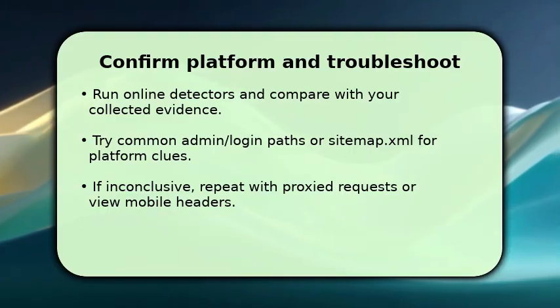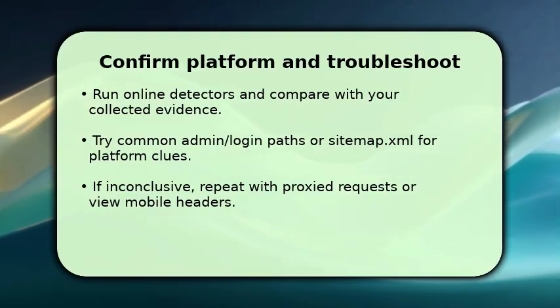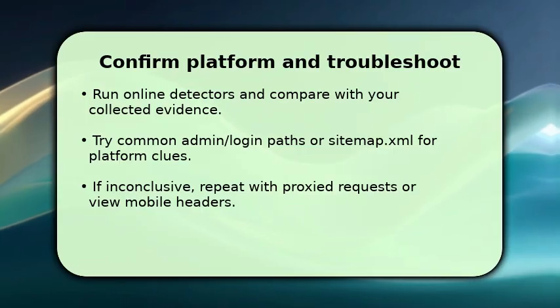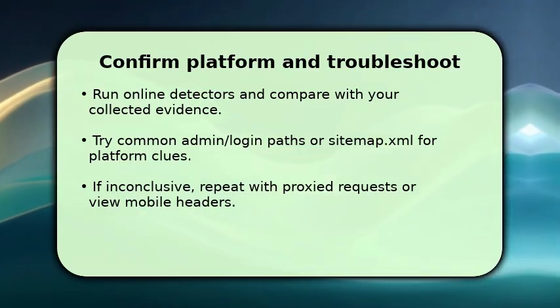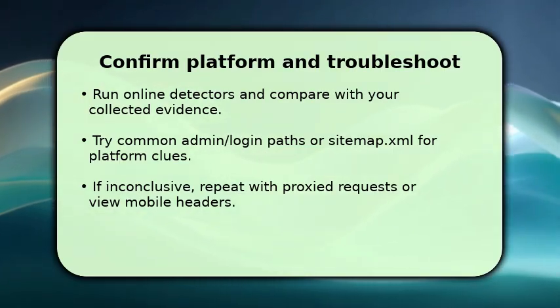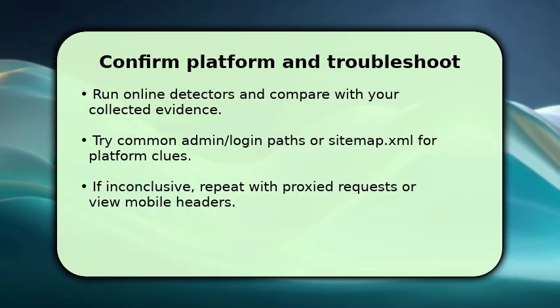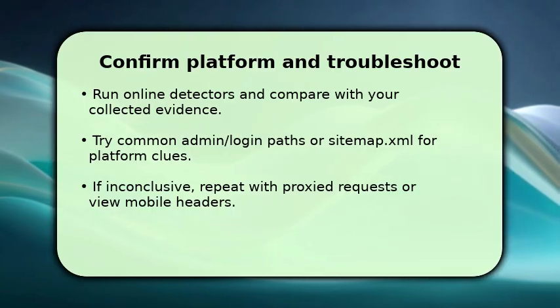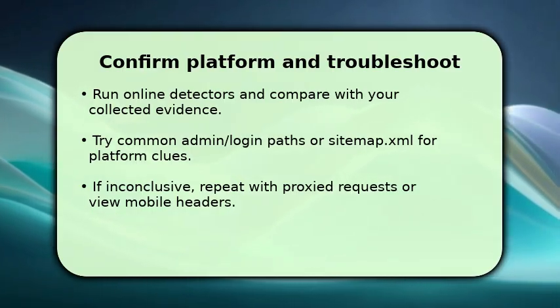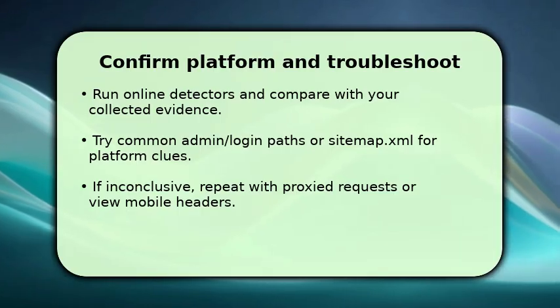Run an online detector and compare its result with the headers, meta tags, and resource clues you collected. Then try known admin or login paths and inspect sitemap.xml or robots.txt for framework hints. If results conflict, make sure to repeat requests via a proxy or different browser to avoid cached or masked headers.